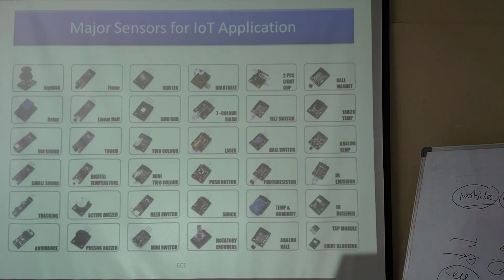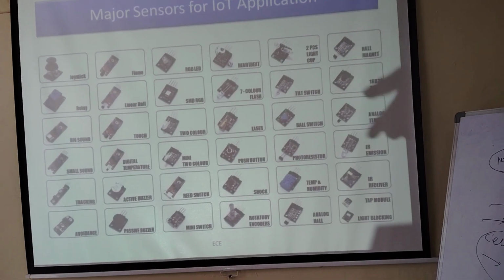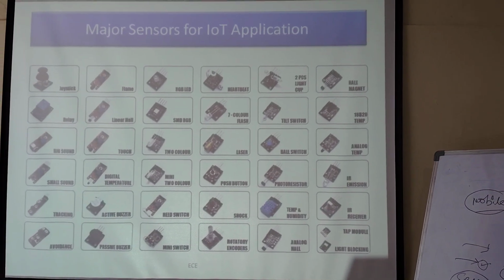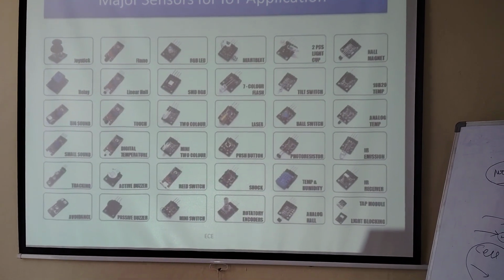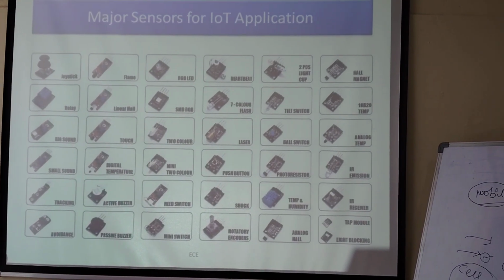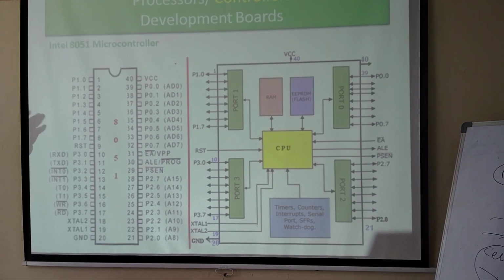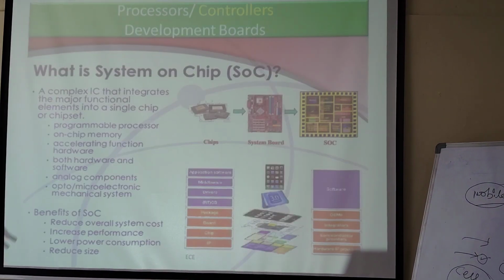Next. These are some of the sensors generally used in IoT. We have sound sensors, relays, and flame sensors. These are some available commercially. Last slide, actuators. These are some of the development boards that we have. Next slide, Arduino.